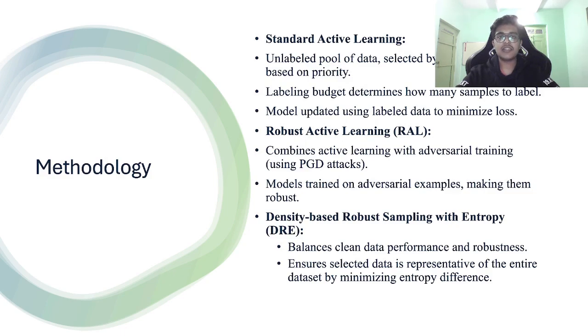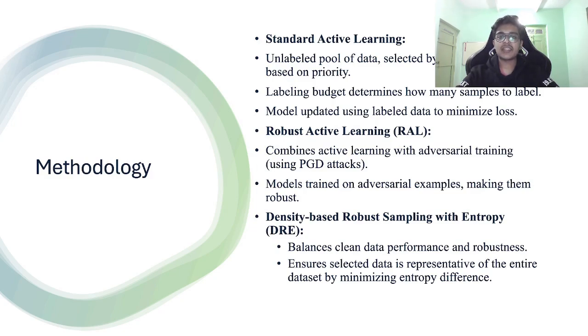So here methodology basically refers to what methods the authors have actually performed in order to get the results. So first one is standard active learning. Unlabeled pool of data selected by acquisition function based on priority, labeling budget determines how many samples to label. Model updated using labeled data to minimize loss.